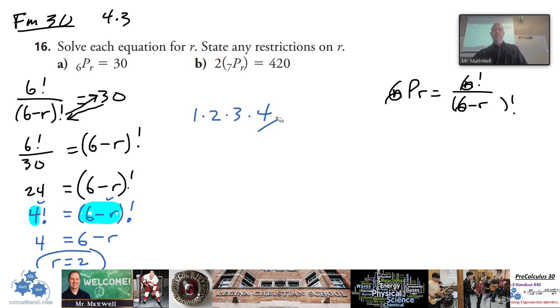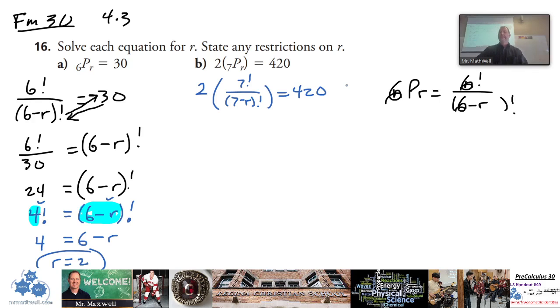And we'll do B as well, and I might actually just start B and then get you to finish B. But let's take a look at this. So 2 times what? Well, 7PR is going to be 7 factorial over (7 minus r) factorial equals 420.